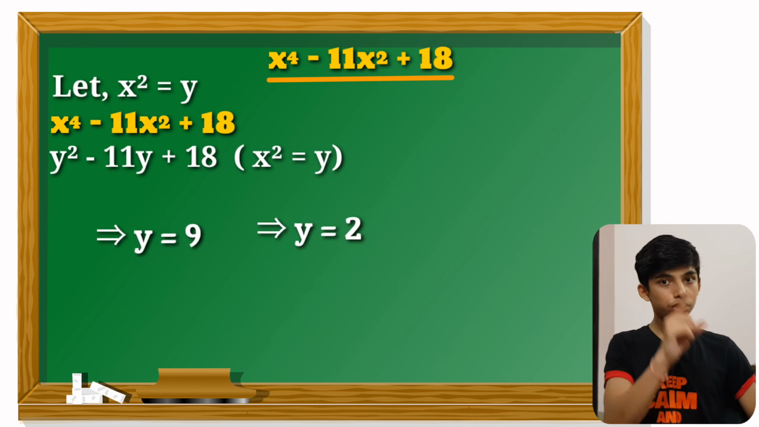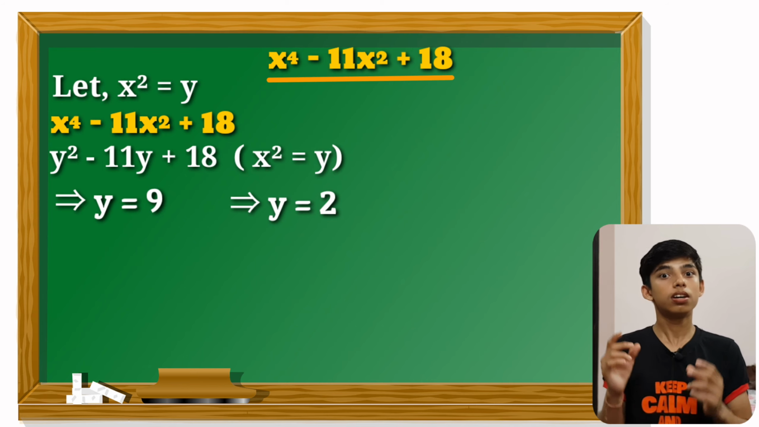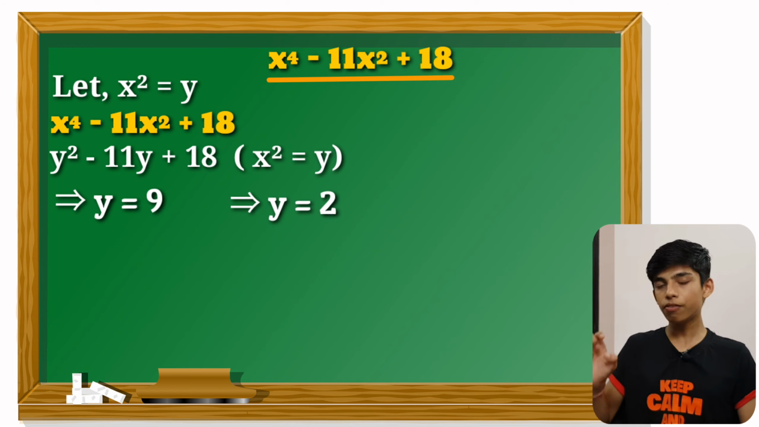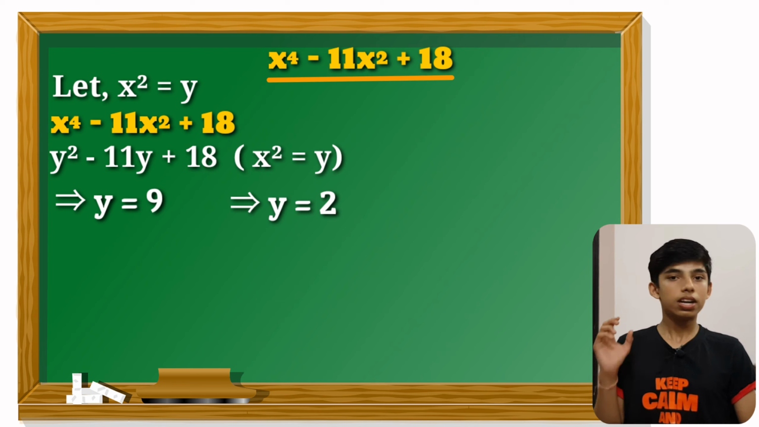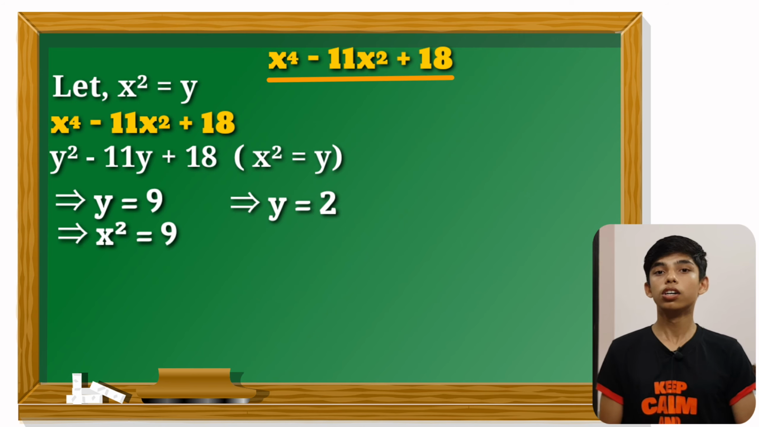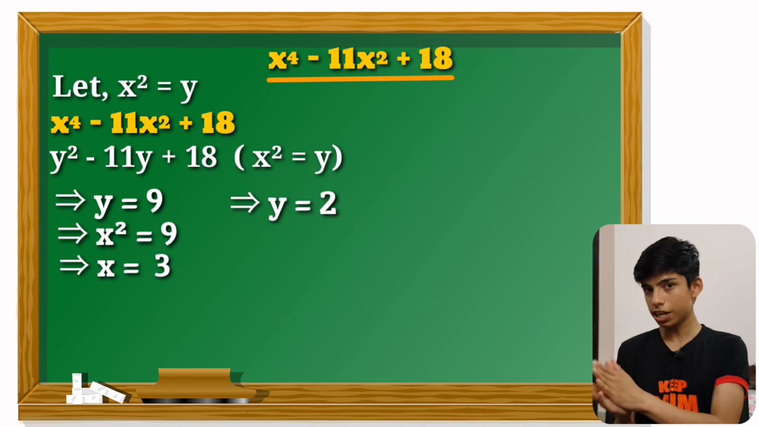But you remember that we supposed the value of x square, right? So we know that x square is equal to y. So here we are going to replace the value of y with x square. So here we have x square is equal to 9, right? So this would give us, yes, x is equal to 3.